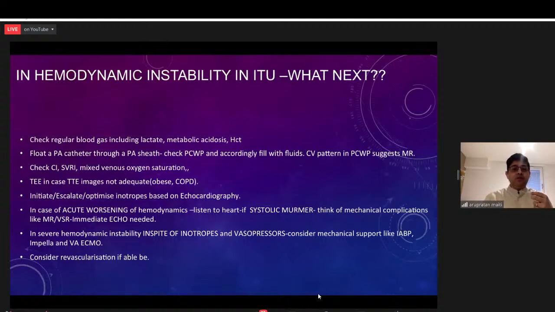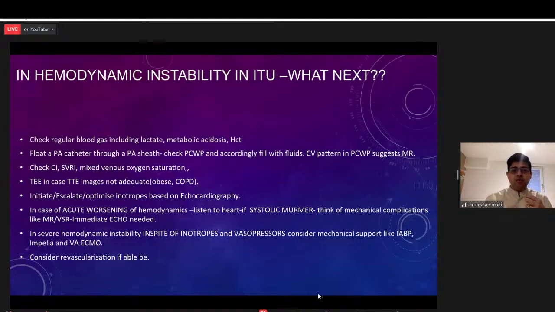Also, once you float the PA catheter, you can check the cardiac index, and you can check the SVRI, whether you are vasoconstricting the patient too much. You can also check the mixed venous oxygen saturation to know how well your tissues are being perfused. You have to do a TEE where TTE is not adequate or feasible, like in obese patients or COPD. In all these cases, TEE is much better. So initiate, escalate or optimize inotropes based on the echocardiography and LV and RV function.